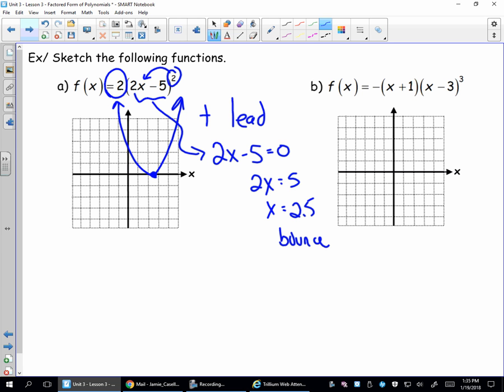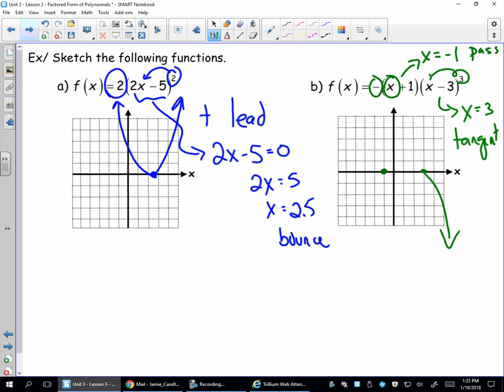Okay, we try the next one. We have a leading coefficient that is negative. We have a 0 at negative 1. We got a 0 at 3. This one is a tangent 0. This one is a passing through 0. So we have one here, and we have one here. My leading coefficient being negative means I'm going down to the right. The fact that I have 1x and 3 more x's means I have 4 x's, or a quartic function, even number, which means I'm going up to the left.